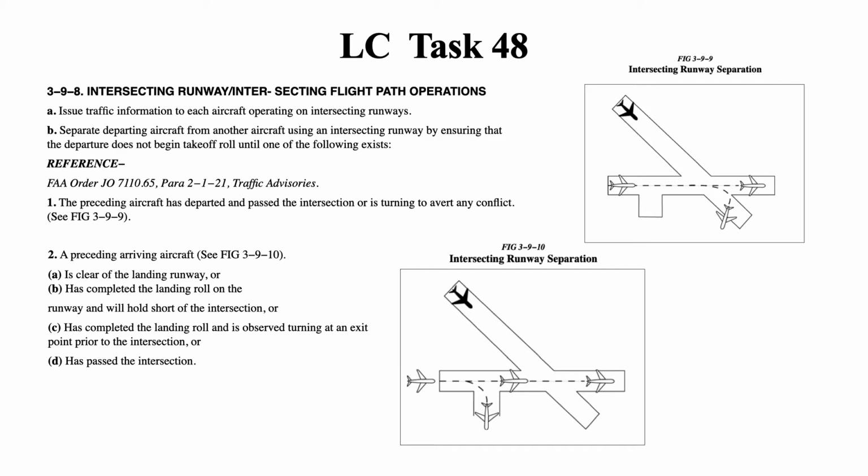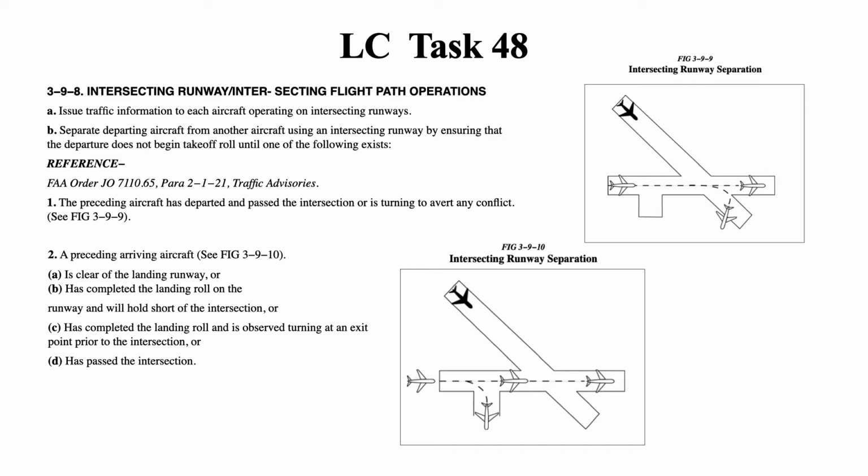Issue traffic information on each aircraft operating on intersecting runways. Separate departing aircraft from another aircraft using an intersecting runway by ensuring that the departure does not begin takeoff roll until one of the following exists. Number 1, the preceding aircraft has departed and passed the intersection or is turning to avert any conflict.